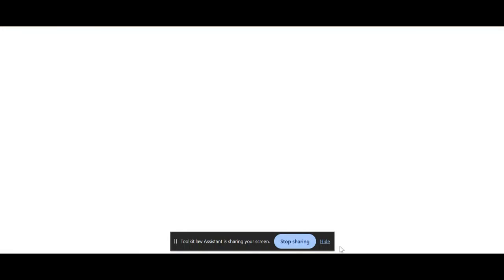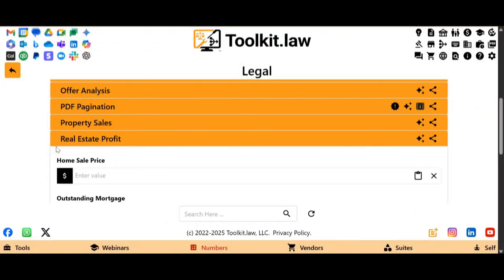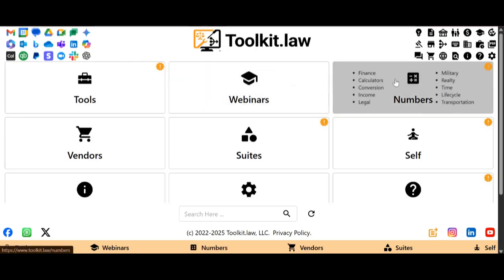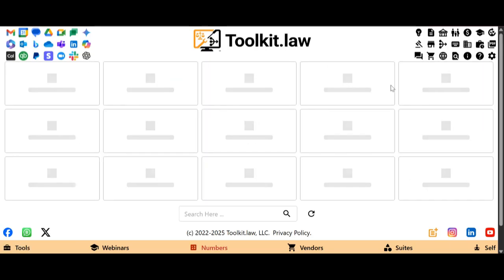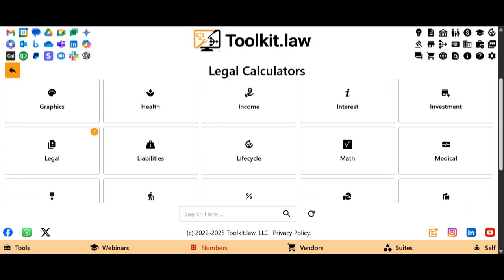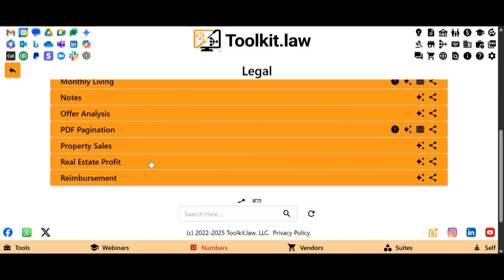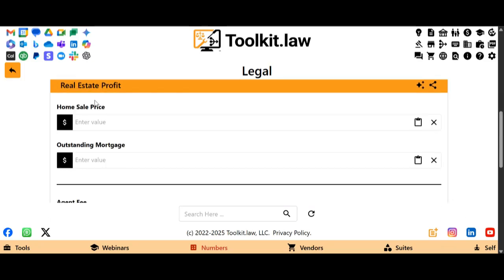Let's take a quick look at how the real estate profit calculator works on Toolkit.law. From the Toolkit.law homepage, navigate to the Numbers section, open Legal, and scroll down to the Real Estate Profit accordion. This calculator helps you determine how much profit remains after selling a property.